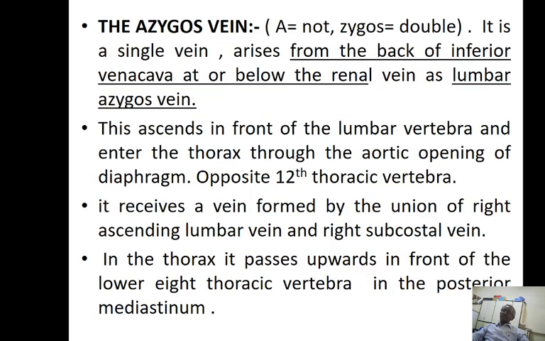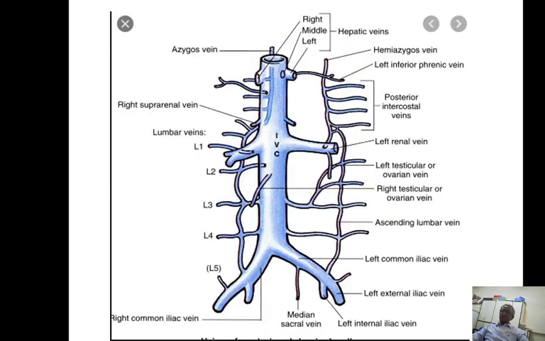So, azygos means single, it is not double. The single vein arises from the back of the inferior vena cava at or below the renal vein as the lumbar azygos vein. This ascends in front of the lumbar vertebra and enters the thorax through the aortic opening of the diaphragm opposite to the 12th thoracic vertebra. It receives a vein formed by the union of the right ascending lumbar vein and right subcostal vein. In the thorax, it passes upwards in front of the lower 8 thoracic vertebrae in the posterior mediastinum.